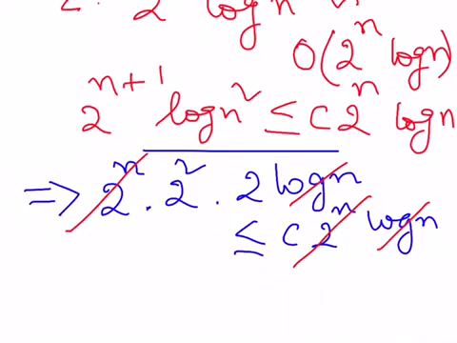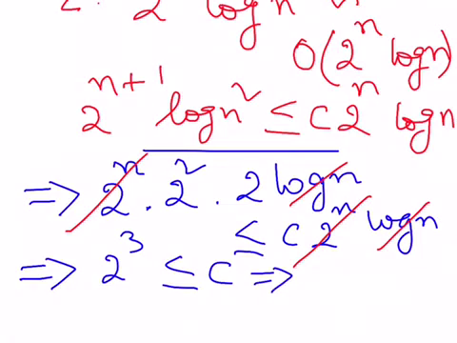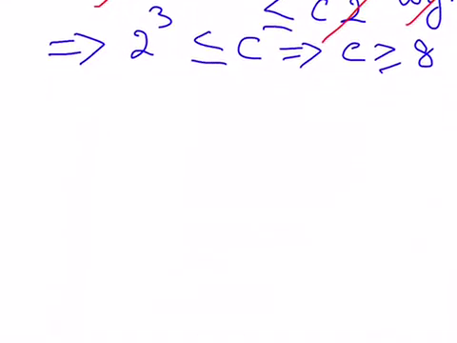So after cancelling out terms, we have simply this situation. This implies that 2 times 2 squared, which is 2 power 3, is less than or equal to c. Is there a constant c that satisfies this? Of course there is. If we choose c greater than or equal to 8, then it's indeed true that 2 power 3, which is 8, is less than or equal to c. So we have proven our original claim.